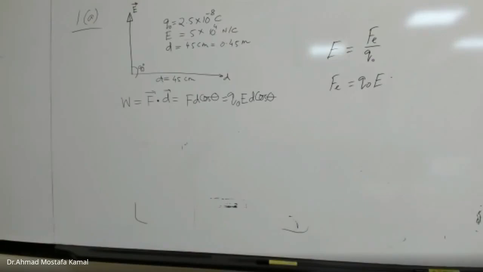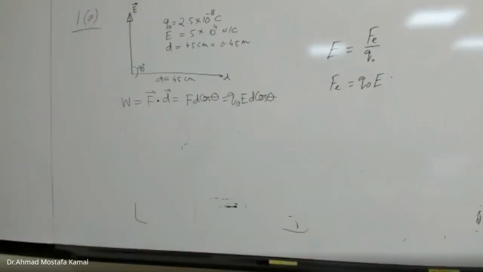And number C, 60 centimeter upward direction. The charge is moving 60 centimeter upward, and the electric field is also in the upward direction. So what is the angle between them? 0 degree. Good. If you put 0 degree there, then you will get the work done.